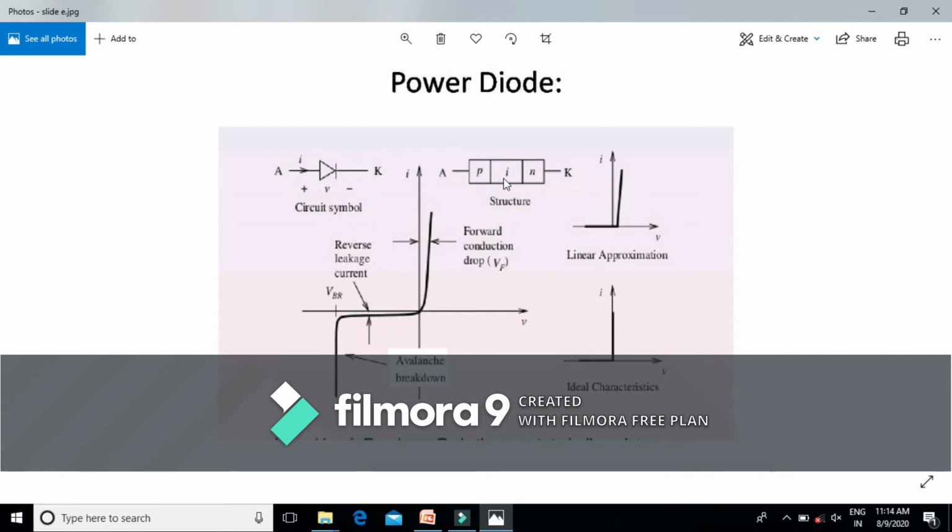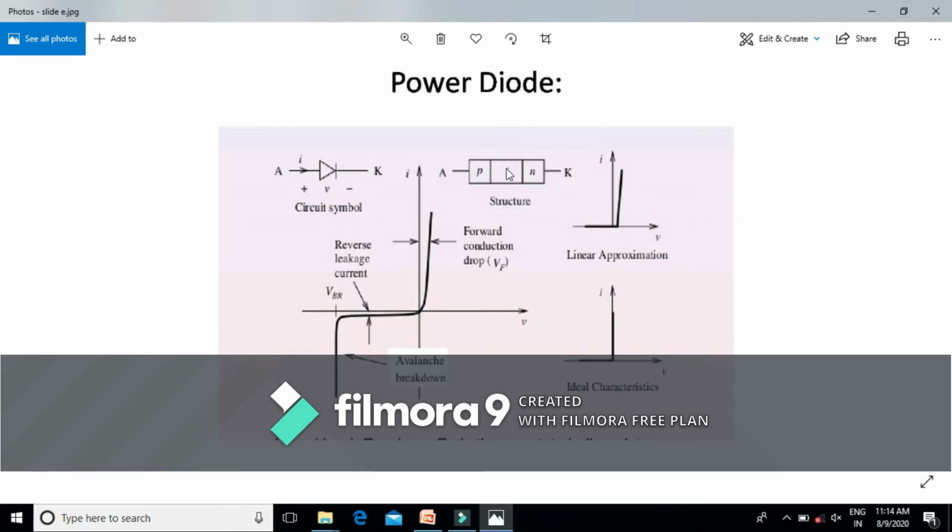That means it's a three layer structure. This P is represented by P positive, that means this is highly doped. This N is represented by N positive, that means this is highly doped, and this inner layer is N negative, that means this layer is lightly doped as compared to the outer two layers.